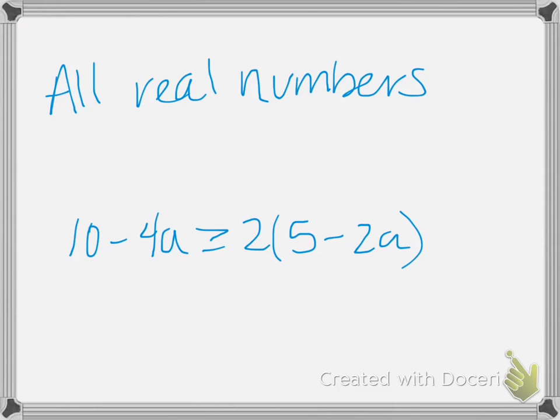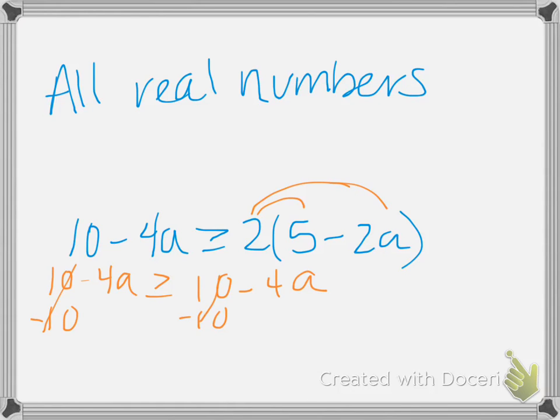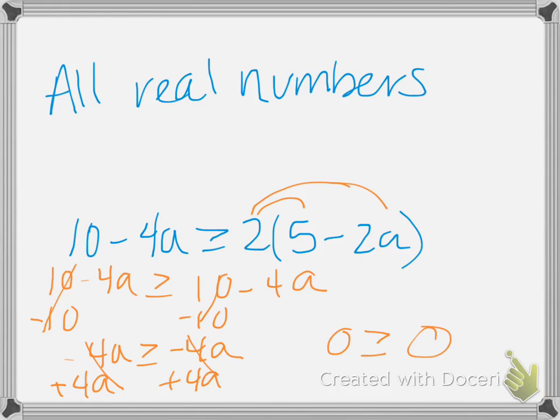So it looks like I have to distribute this. So I got 10 minus 4a is greater than or equal to 10 minus 4a. If I subtract 10 from both sides, they both cancel. So then I have negative 4a is greater than or equal to negative 4a. If I add 4a to both sides, they both cancel. So that means I'll have 0 is greater than or equal to 0, because that's all I have left.